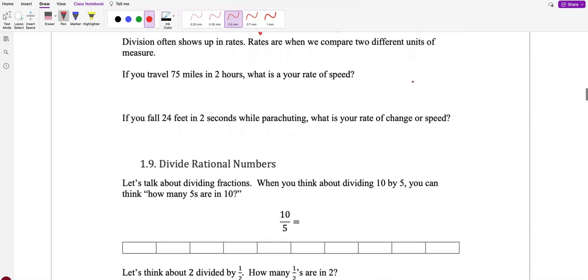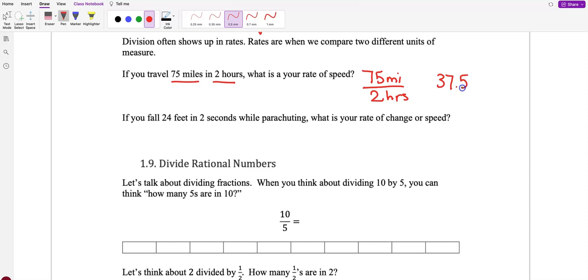Now rates show up a lot when we compare 2 different units of measure. If you travel 75 miles in 2 hours, when you divide 75 by 2, that is 37.5 miles per hour. So for full credit on a problem like this, you need 2 things. You need the number part and you need the units. It's 37.5 miles per hour.